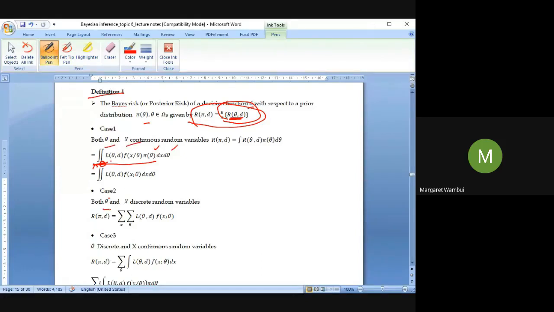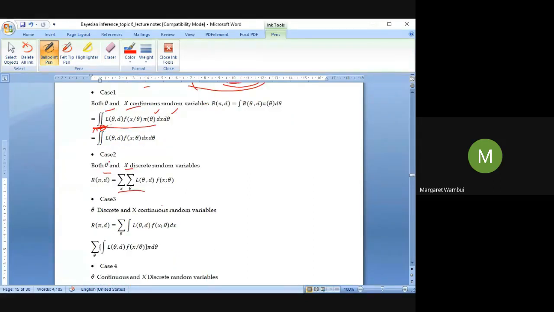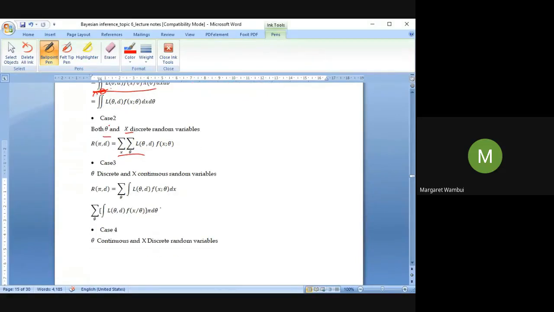But when theta and x are both discrete, then you'll have a double summation, because you are summing over both the x's and the parameter theta. The other case is when theta is discrete and x is continuous. If x is continuous, of course, it means you will integrate over the x. If theta is discrete, you sum over theta, and then you will be able to get your risk function. And I think this is very clear.